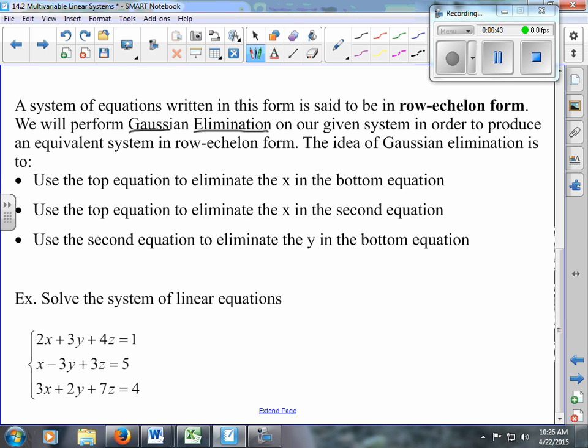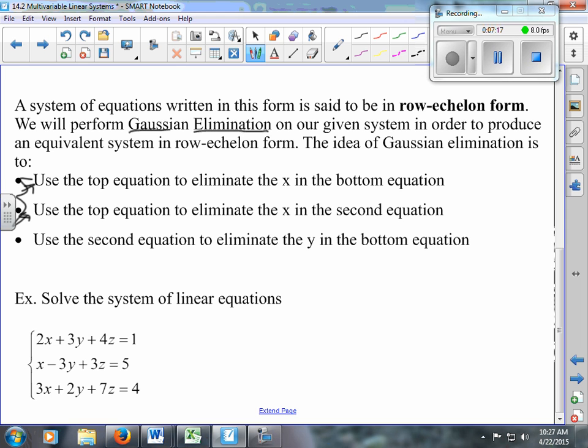And so here is the idea, and this is just based on me. This is the way I work every time from here on out. I use the very first top equation to eliminate the x in the very bottom equation and in the second equation. These can be done at the same time, or you can eliminate the x in the second equation first and then the bottom equation next, however you want to do it.